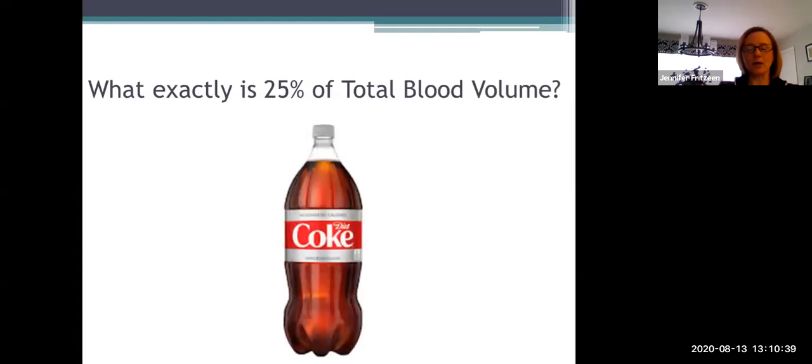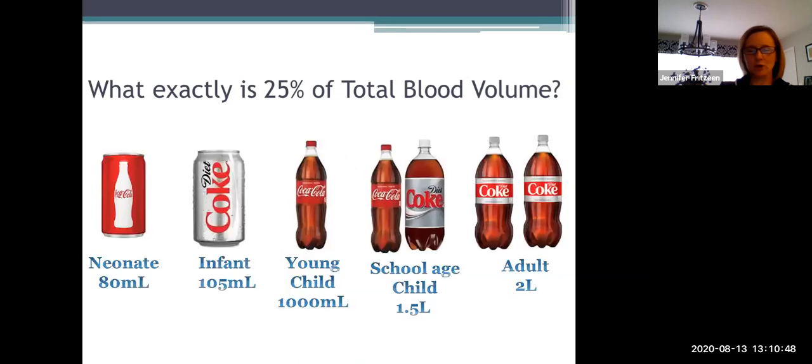I answer this by using Diet Coke because it makes sense in my mind, and it's something that is easy for me to look at a patient and think, okay, how much Diet Coke would you have in your body? And so I've kind of mapped it out. Of course, keep in mind that this is approximate. Not every child is going to be exactly where I tell you.